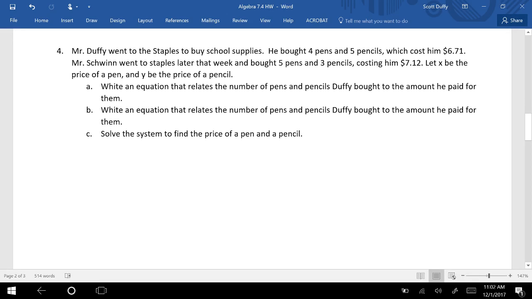Another example. Mr. Duffy went to Staples to buy school supplies. He bought 4 pens and 5 pencils, which cost me $6.71. Mr. Schwinn also went to Staples later that week and bought 5 pens and 3 pencils, costing $7.12. Let X be the price of a pen and Y be the price of a pencil.